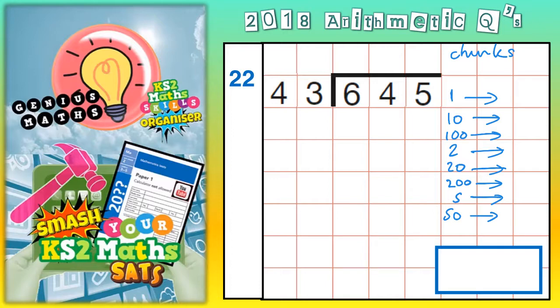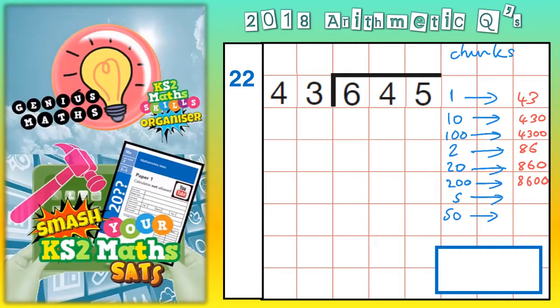So, 1 lot of 43 is 43. 10 43s is 430. 100 43s is 4,300. 2 43s, double 43, is 86. So 20 43s is 86 with a 0 on the end, so 860. 200 43s is 86 with 2 zeros on the end, 8,600.